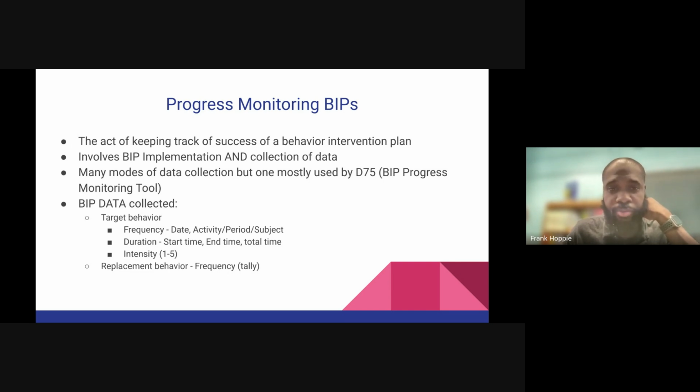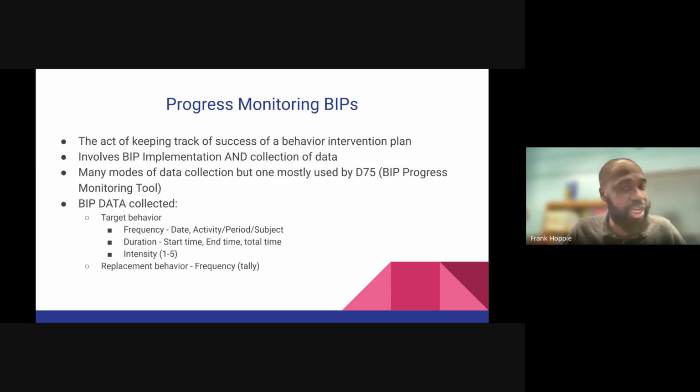For the most part, a lot of the BIPs that come our way already have the FBA done and the BIPs already created, and the information as far as the target behavior and the behaviors to track is already outlined in the BIP. When that comes into us, just as Ryan said, we auto-populate it onto the progress monitoring sheet, and that has to be progress monitored for X amount of time without us touching it, essentially.